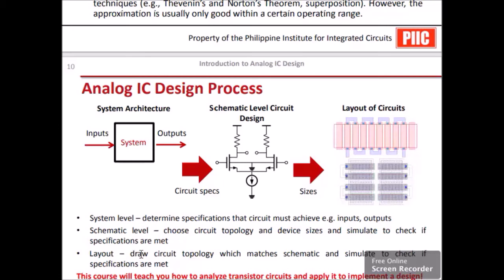So layout, you draw the circuit topology which matches the schematic and simulate to check if specifications are met. And also sa layout, kapag meron na siyang corresponding layout, you also check this one if using this layout, na-achieve pa ba yung gusto mong output. Alright? So this course will teach you how to analyze the transistor circuits. Paano ba tayo mag-analyze ng transistor circuits and apply it to implement a design. Okay, so again, for this elective, ang focus natin is on system level and schematic level.